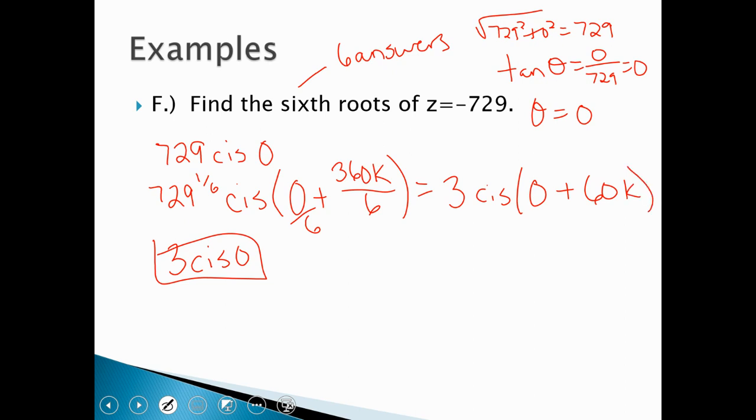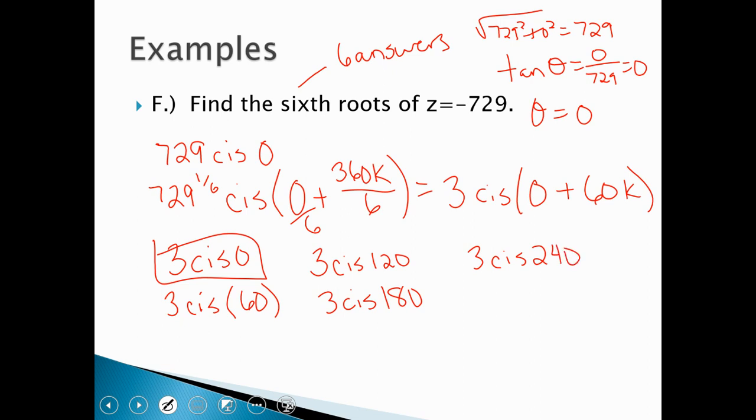So what that means, maybe this might make more sense to you in degrees than radians because you don't like fractions still, even though I've tried all year, is that we're going to just keep going 60 more degrees each time. So our answer is 3 cis 0. Then we're going to add on another 60. That would be where k is equal to 1. And then we're going to add on another 60. So that would be 120. And then we would add on another 60, which would be 180. Then we would add on another 60, which would be 240. And then we would add on another 60, which would be 300.